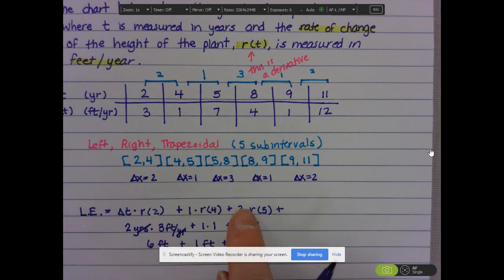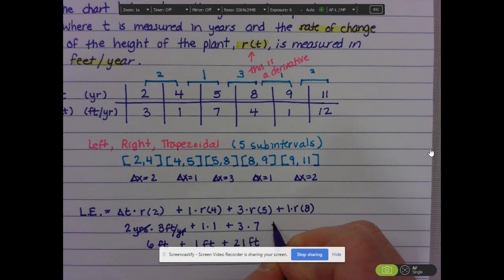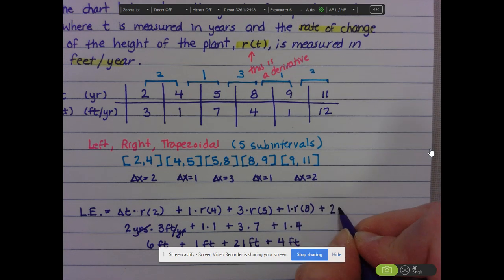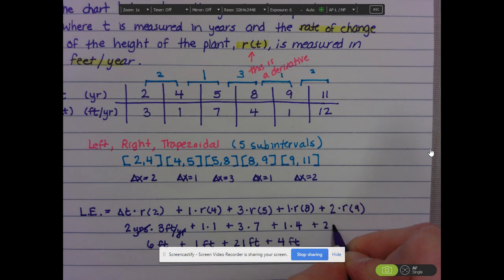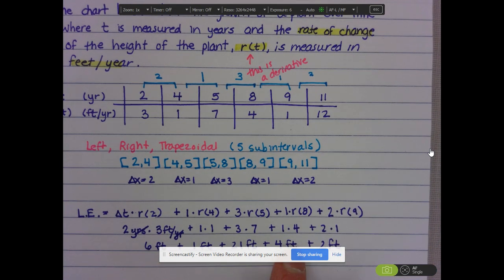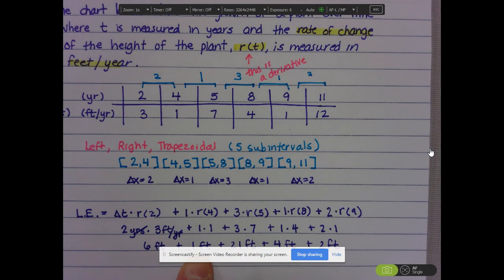Plus, our next one, width of 1 times r of 8. r of 8 was 4 feet. And our last one, width of 2, and you're looking for r of 9. That was 1, plus 2 more feet. So that gets me 10, 31, 32, 33, 34.